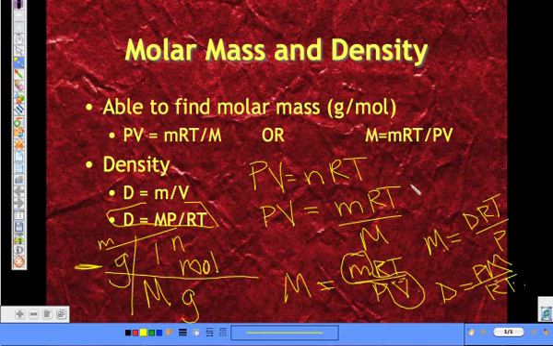Yes, I will give you all the equations for the quiz and test. But you don't have to use those equations if you don't want to. You can still use just the ideal gas law, and then just remember density is mass divided by volume, and molar mass is grams divided by moles.